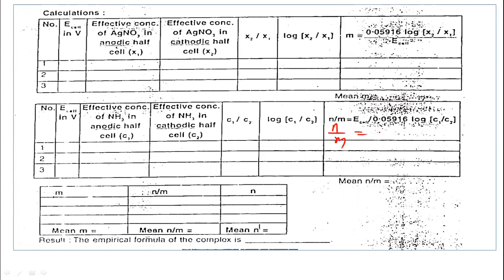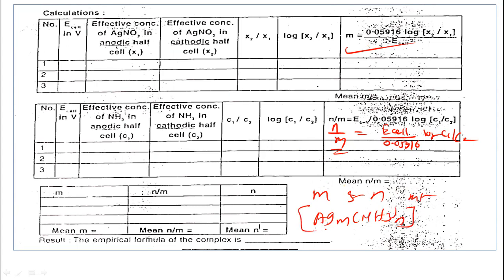So by measuring the EMF of the cell and dividing by 0.05916 multiplied by log of C1 upon C2, we can determine the N value. The M value is already known from set 1, and from set 2 we can calculate the N value. In this way, in this experiment we can determine the M and N values, and if we know the M and N values, then the formula of the silver ammonia complex can be determined. So it becomes very easy to determine.